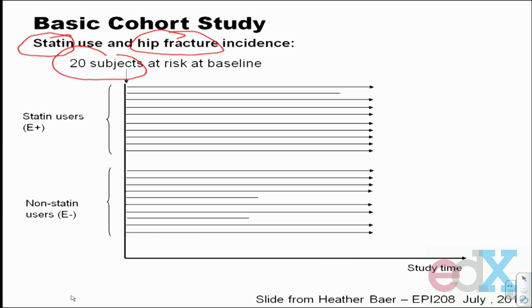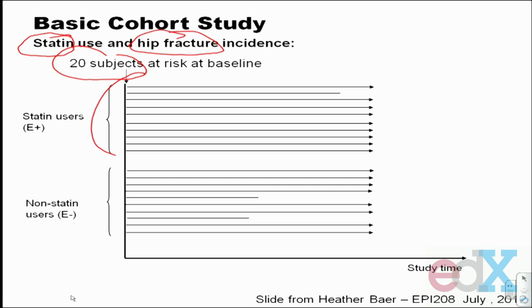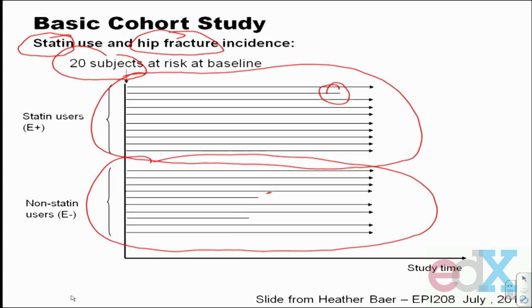This is hypothetical data. Well, we had 20 people. Each person is going to be followed over time. So each of these lines in this diagram represents the follow-up of an individual. We have 10 people who are given statins. They're followed for a period of time, and one of them, the follow-up ends because that person has developed a hip fracture. We have another 10 people who are not taking statins. They're followed over time, and 2 of them develop hip fractures. So this picture describes what we might observe in this hypothetical study.